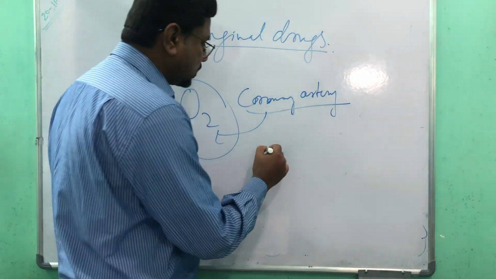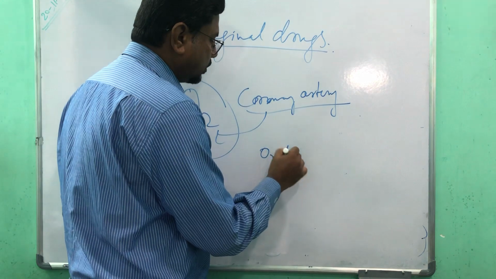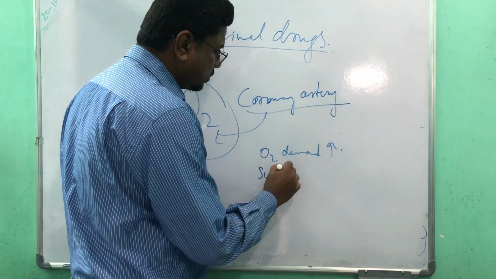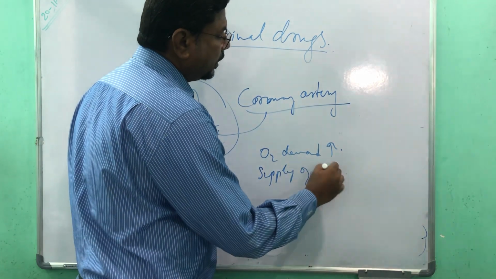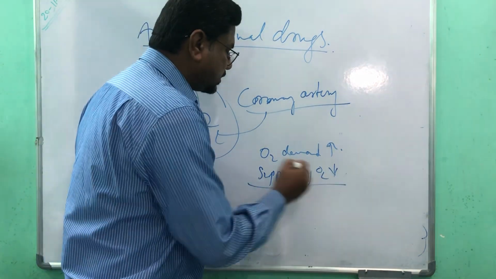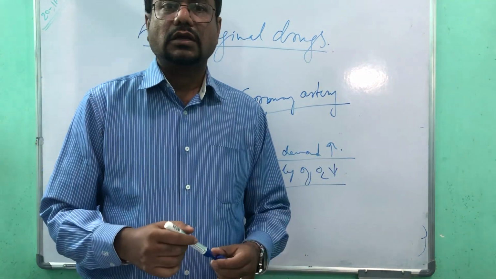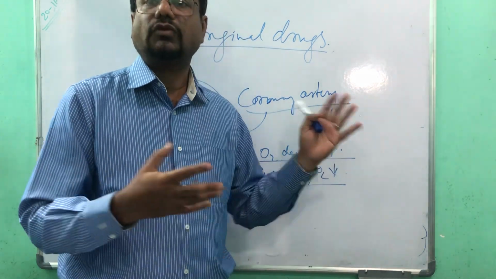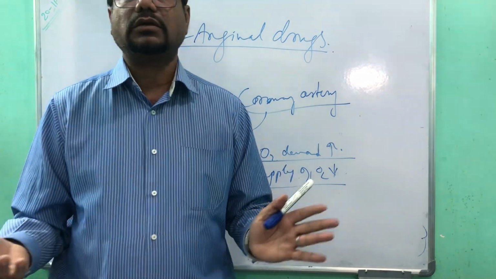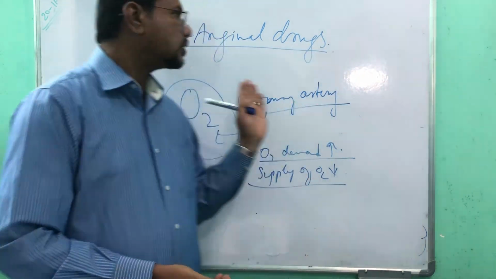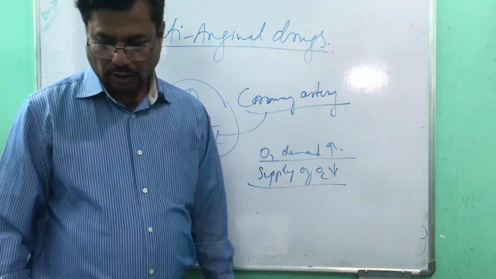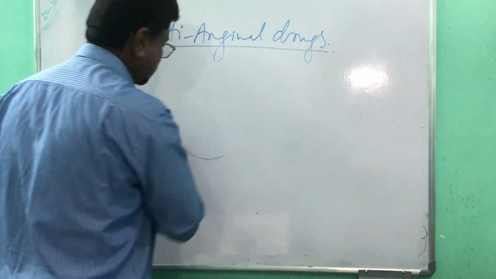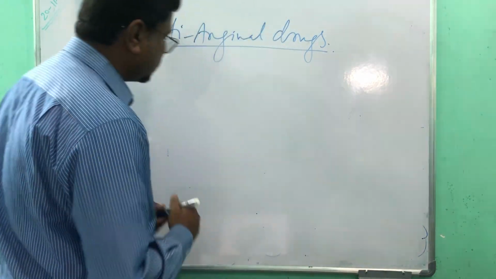So here what happens? Oxygen demand increases and supply of oxygen decreases. As supply of oxygen decreases, demand increases. The person is already suffering. Suddenly, if he wants more oxygen, what will happen? He cannot get it. So there will be a pain. That is called anginal pain. Now I'll show you in a diagram so that you will understand how this anginal pain starts.